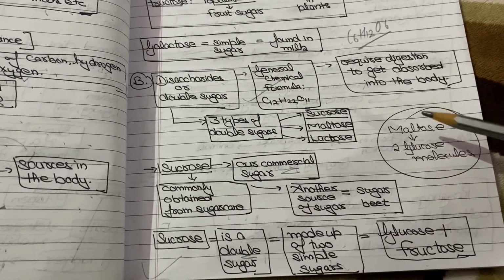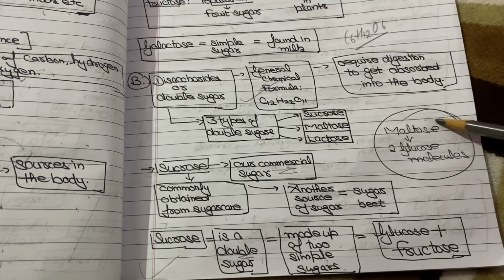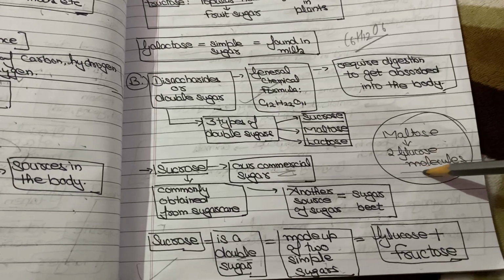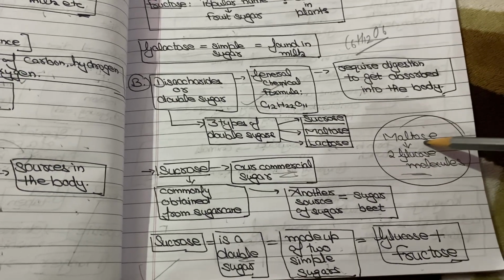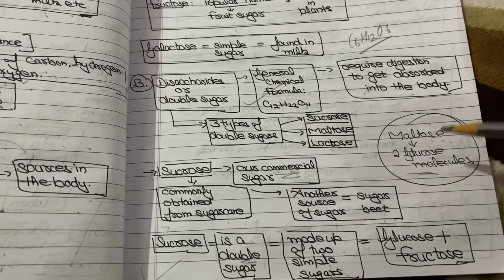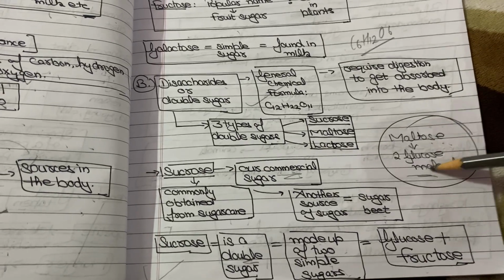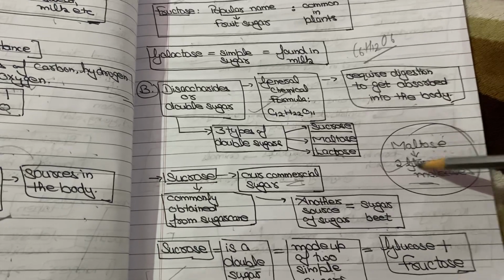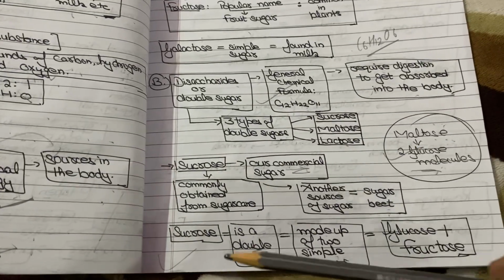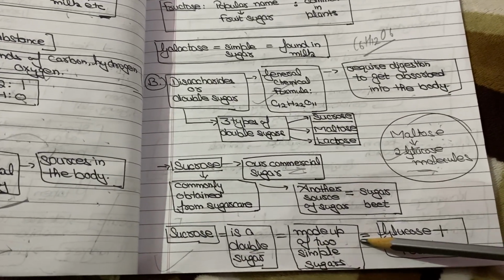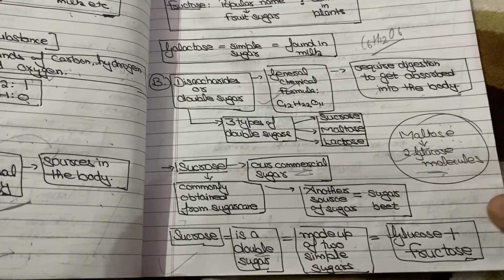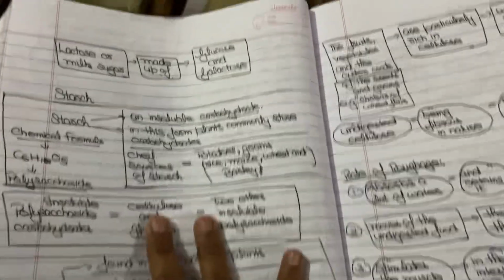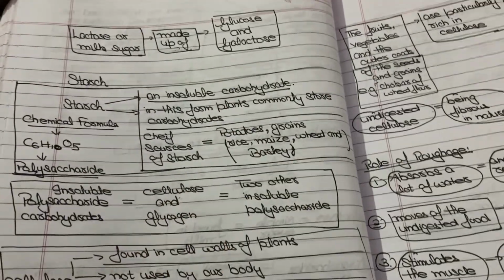Next is maltose. Maltose is also a double sugar, which is a combination of 2 glucose molecules, whereas sucrose is a combination of glucose and fructose. Okay, clear? Let's move on to the third type of sugar, that is lactose or milk sugar.